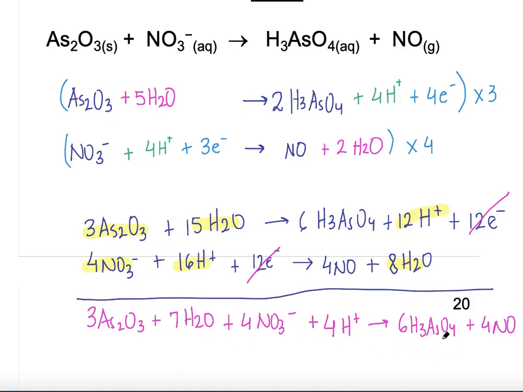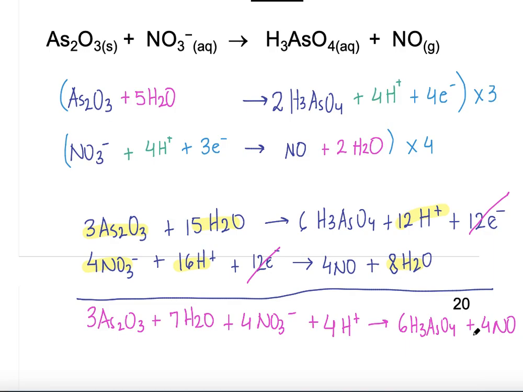The last step is to double check, make sure that you have the same number of atoms and the same charges on both sides. For example, for my arsenic, I have 3 times 2, which is equal to 6, and on the right I have a total of 6. Let's say my hydrogens. Here I have 7 times 2, that's 14, plus 4, that's a total of 18. And on the right-hand side I have 6 times 3, which is 18, and so on and so forth. Looking at the charges at the same time, I have 4 negatives and 4 positives. That means that is 0 on the left-hand side, and on the right-hand side I have 0. So all of your atoms and all of your charges need to balance on the left and on the right. That's it. We are done balancing the equation.